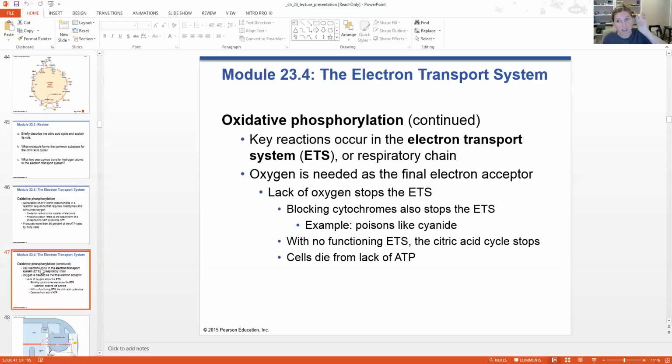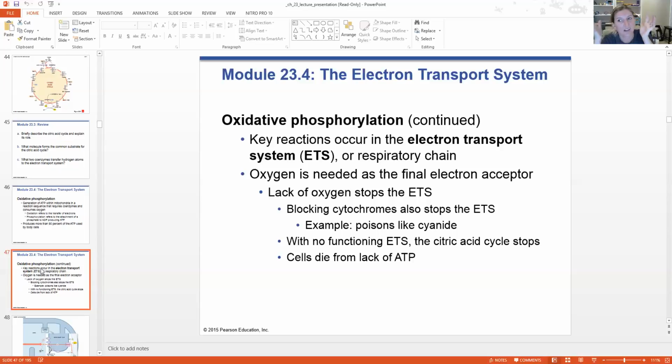We're taking these hydrogens from these big, 6 carbon compounds. We're sticking them on coenzymes, NAD and FAD, and we're sending these coenzymes to the inner membranes of the mitochondria for this electron transport system. What are these hydrogen ions going to do? They're going to create lots and lots of energy. And in order for this to happen, oxygen has to be there to catch these hydrogens.